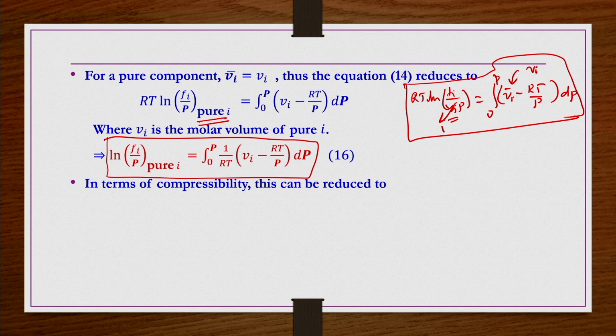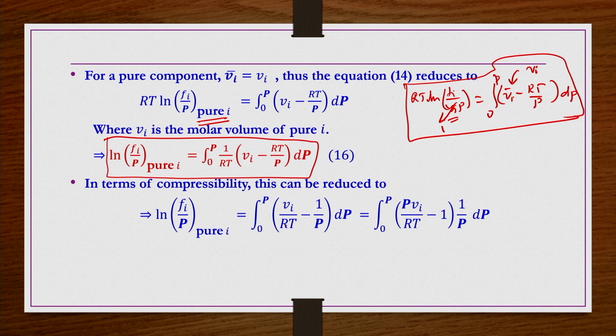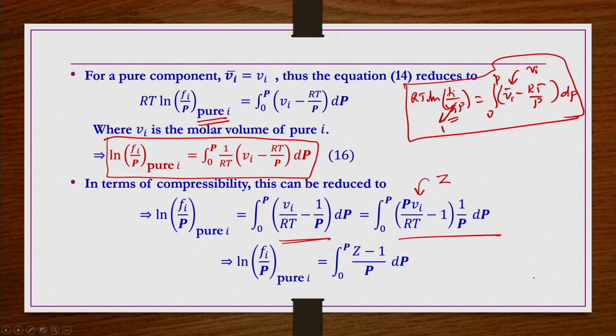The same equation we can write in terms of the compressibility, because we know Vi by RT minus 1 by P. If I multiply and divide by P, then I can have in the right hand side (PVi by RT minus 1) dP by P, and we know PV by RT is nothing but the compressibility factor Z. So, we can have ln (fi by P) of pure i is equal to the integral from 0 to P of (Z minus 1) by P dP.